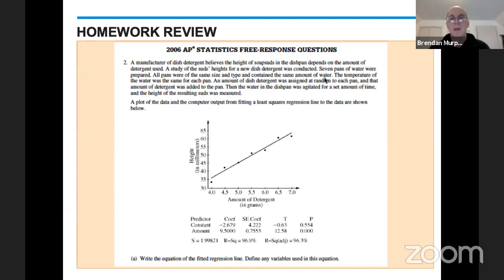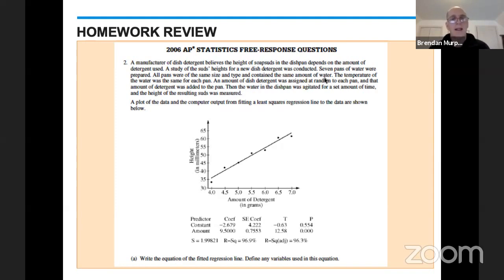Then the water in the dish pan was agitated for a set amount of time, and the height of the resulting suds was measured. So that's a lot. You may have to go back and read that 2 or 3 times. That's perfectly fine. I like to tell my students, really understand the problem before you dive in and do any mathematics. Understand what they're asking you to do.